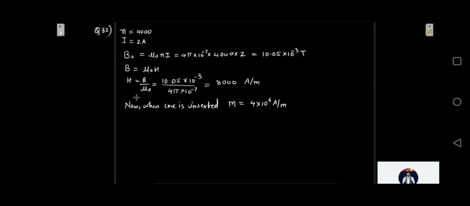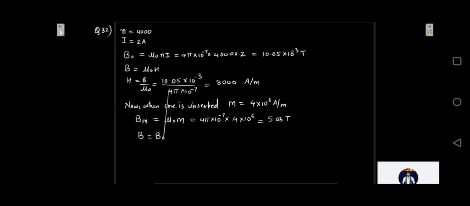So we'll have to find out the magnetic field due to magnetization now. Okay, so that is going to be mu naught into M. This is the formula we have. So 4 pi into 10 raised to minus 7 into M, which is given as 4 into 10 raised to 6 ampere per meter. Okay, so this answer you will get as 5.03 Tesla.